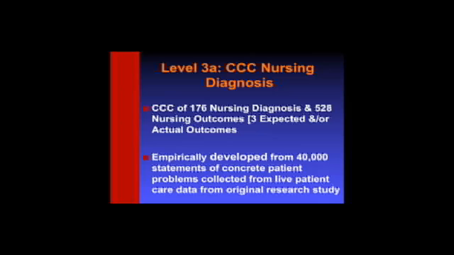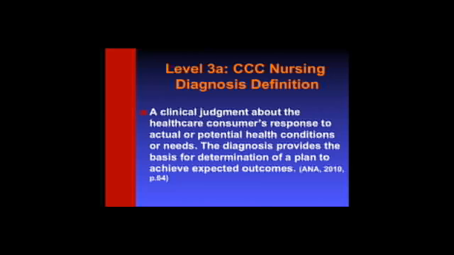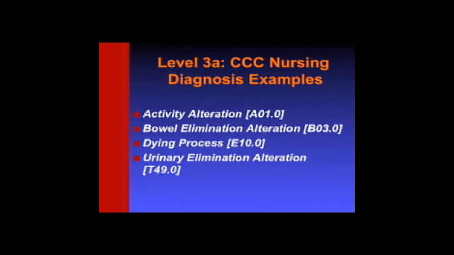The first is the CCC of 176 nursing diagnoses, which was empirically developed from approximately 40,000 nursing diagnoses and or patient problem statements collected from the original research study. A nursing diagnosis is defined by the ANA in 2010 as a clinical judgment about the healthcare consumer's response to actual and potential health conditions or needs. The diagnosis provides the basis for the determination of a plan to achieve the outcomes. Examples of the nursing diagnoses are activity alteration or bowel elimination.